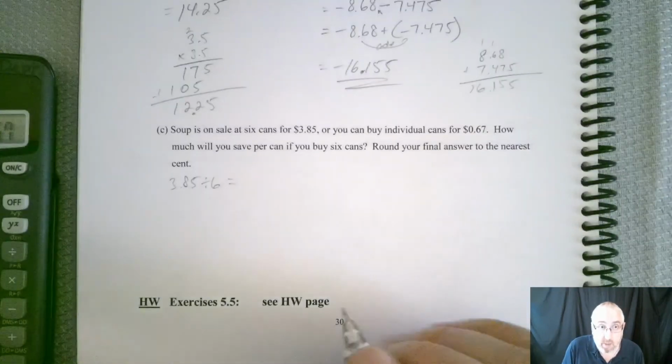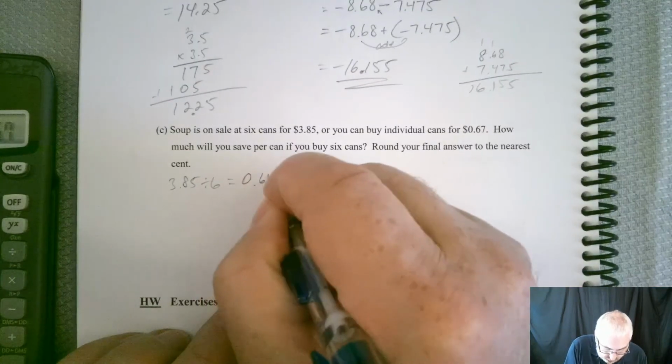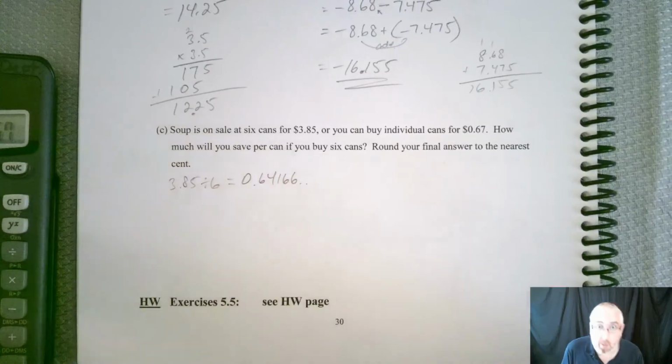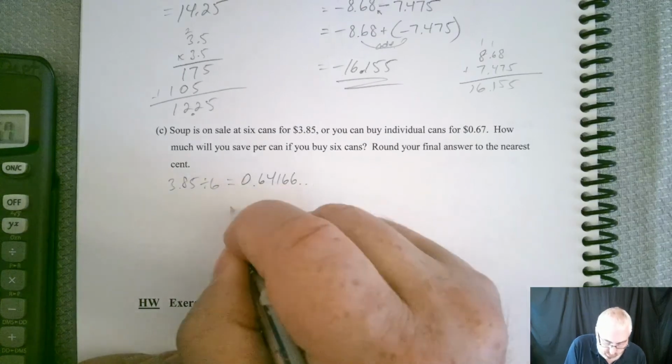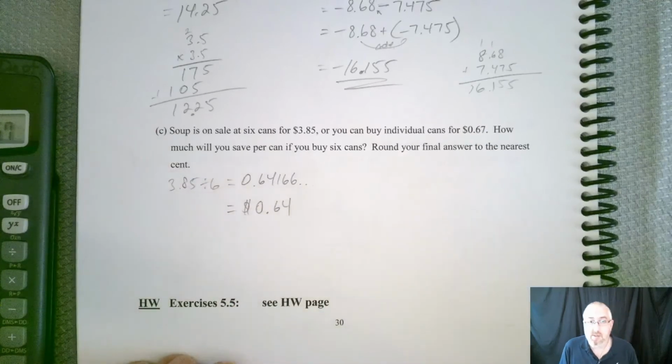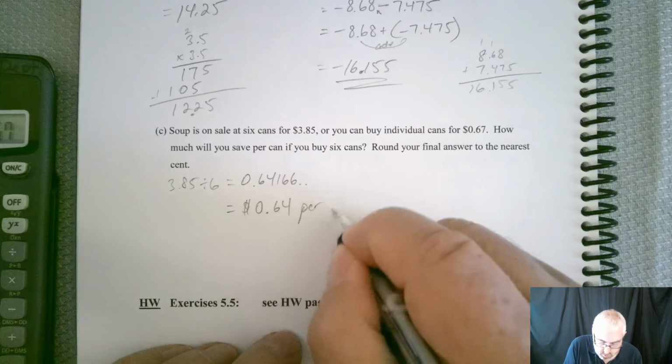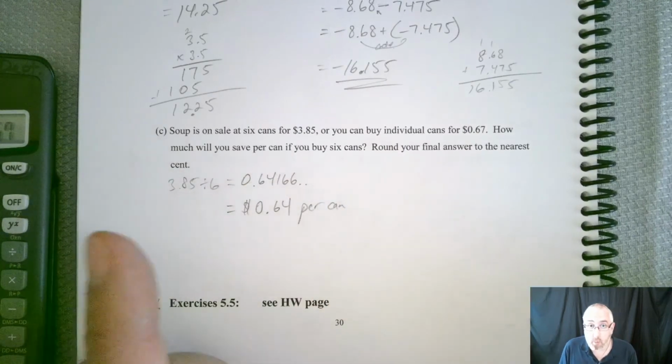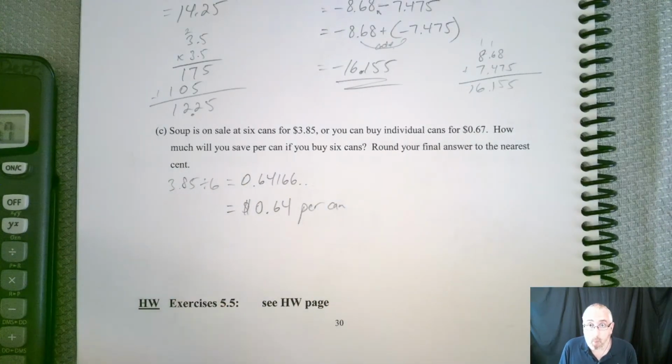So technically we get 0.64166, and it keeps going on forever and ever. But we're talking dollars and cents. So let's round this to 64 cents. So 64 cents a can in the one case on the sale price, or normally it's 67 cents.